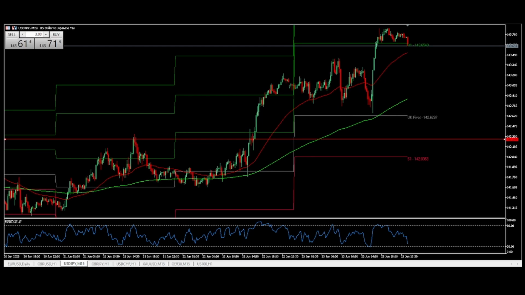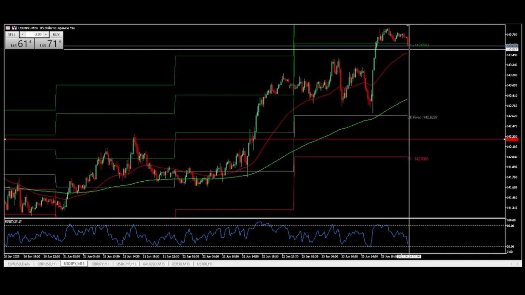So what we can see is price is a little bit high at the moment. Now we ideally don't want to enter here. It's at R1, the first resistance level on the pivot points. Ideally, I'd be looking at it to retrace.